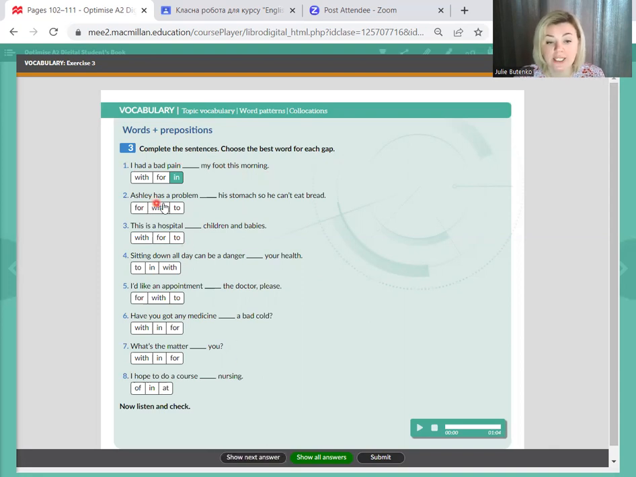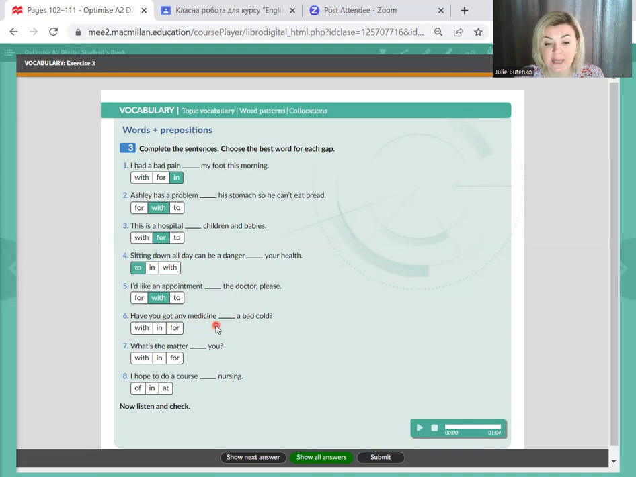In. Ashley has a problem for, with, his stomach, so he can't eat bread. With. This is a hospital with, for, children and babies. For. Sitting down all day can be a danger to, in, with your health. Two. I'd like an appointment with, to the doctor, please. With. Appointment with the doctor.